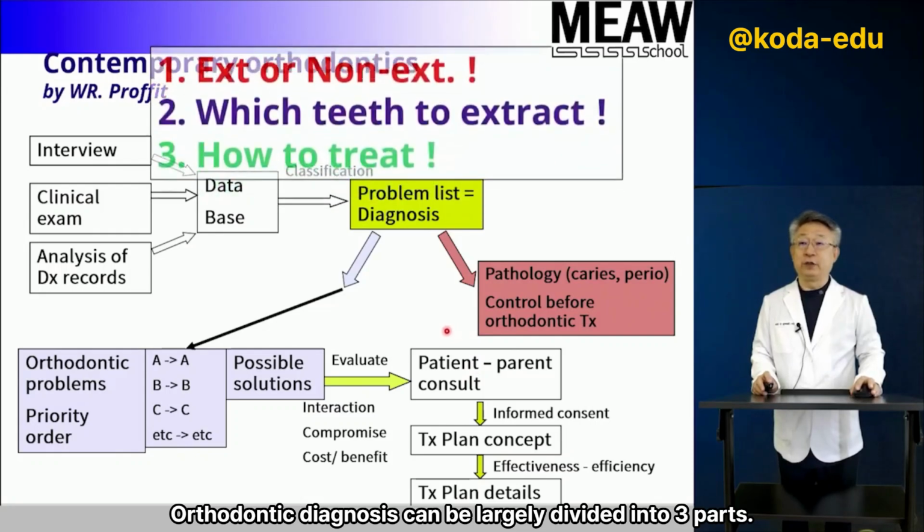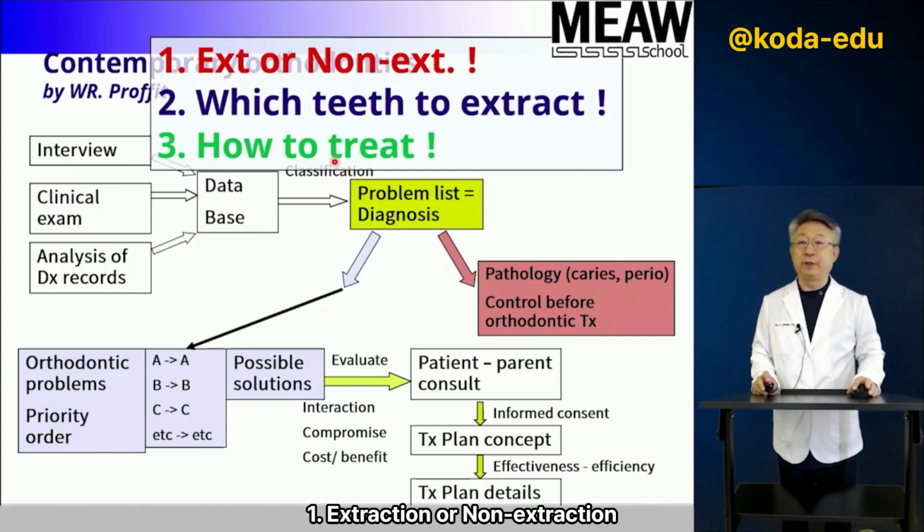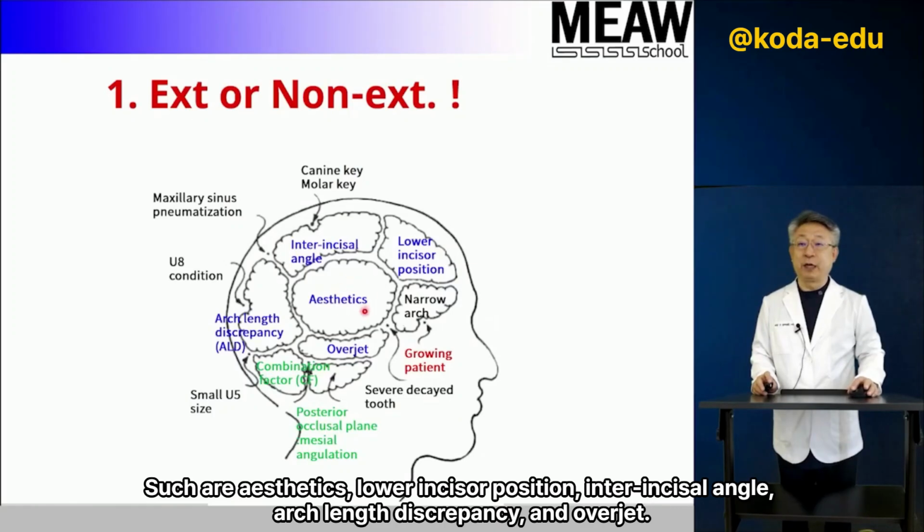Orthodontic diagnosis can be largely divided into three parts. 1. Extraction or non-extraction. 2. Which teeth to extract. 3. How to treat. Various aspects need to be considered in order to decide whether to extract or not. Such are aesthetics, lower incisor position, interincisal angle, arch length discrepancy, and overjet.